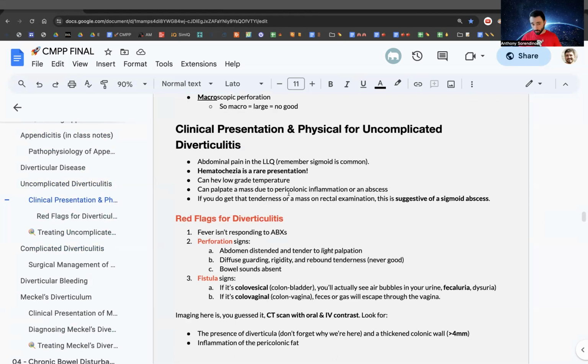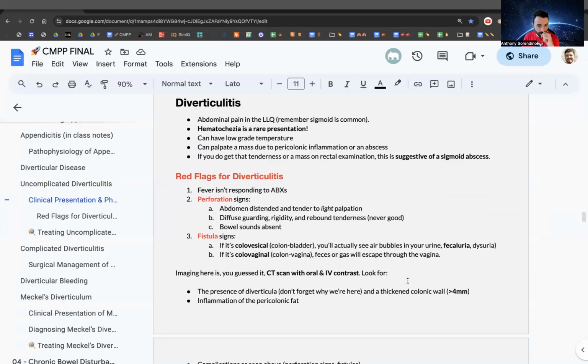All right, clinical presentation for uncomplicated diverticulitis. Hematochezia is a rare presentation. Left lower quadrant pain because sigmoid is most common. You can palpate a mass here due to pericolonic inflammation or an abscess. If you do have tenderness or a mass on rectal examination, it's a sigmoid abscess, or at least suggestive of one, okay?